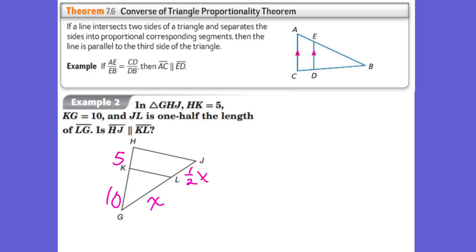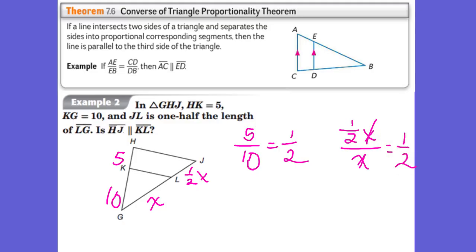So I want to check and see if the ratio of HK to KG is the same as the ratio of JL to LG. So I'm checking to see, is 5 over 10 going to give me the same thing as 1/2 X over X? So 5 over 10 reduces to 1/2. And then 1/2 X over X, the X in the numerator and the X in the denominator cancel out. So that's just 1/2 over 1, which is just 1/2. Oh my gosh, they're both reducing down to 1/2. So yes, they are proportional.